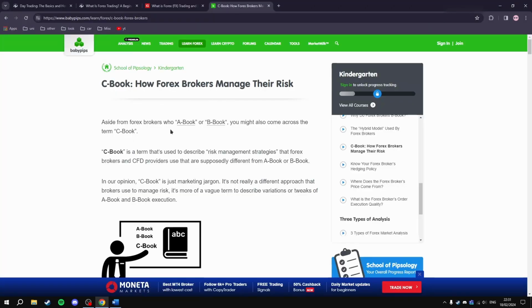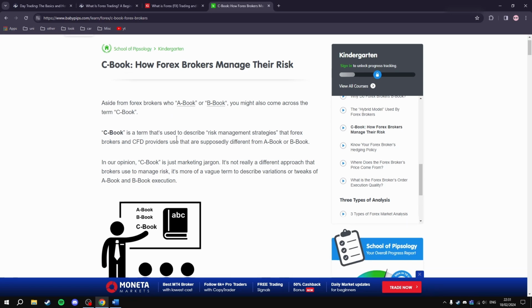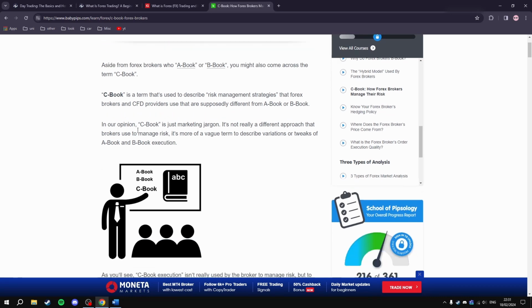Aside from the Forex brokers who A-book or B-book, you might also come across the term C-book. C-book is a term used to describe risk management strategies that Forex brokers and contract for difference providers use that are supposedly different from the A-book or B-book. In our opinion, C-book is just marketing jargon. It's not really a different approach that brokers use to manage risk. It's more of a vague term to describe variations or tweaks of A-book and B-book execution.